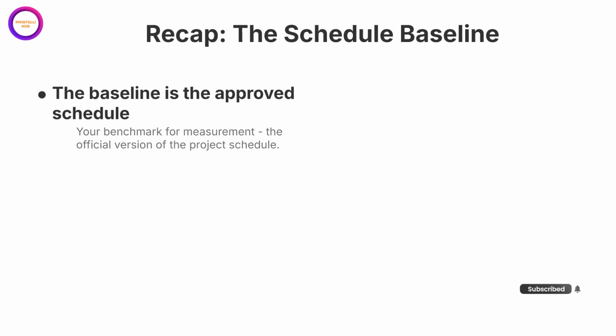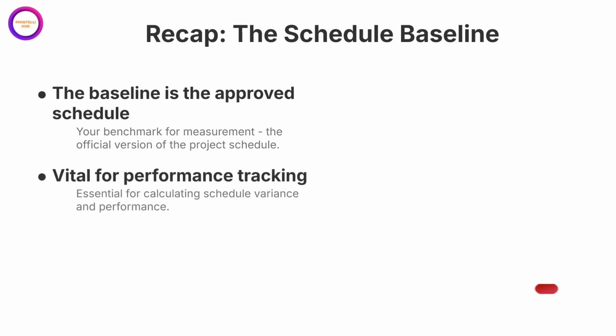Because it's the official plan, it is vital for performance tracking. This is the yardstick we use to measure our progress. By comparing our actual work against the baseline, we can calculate schedule variance and objectively determine if we are on time, ahead, or falling behind.